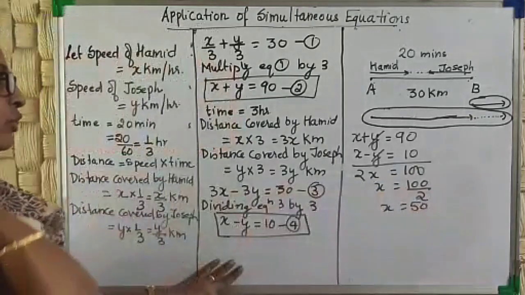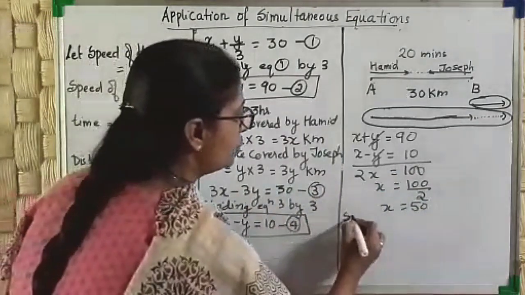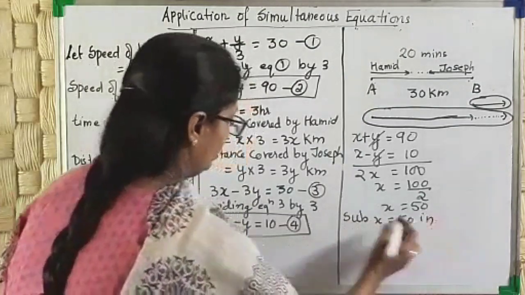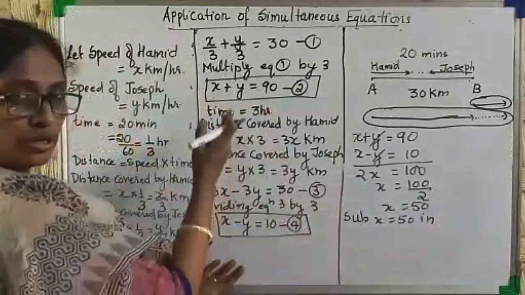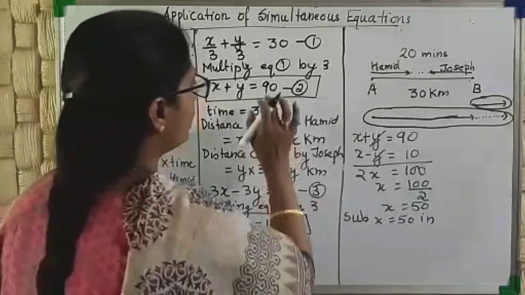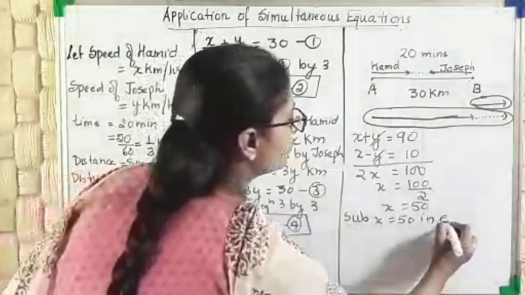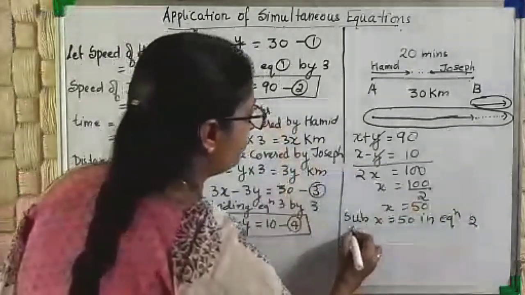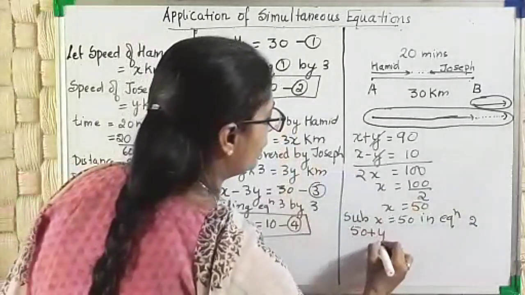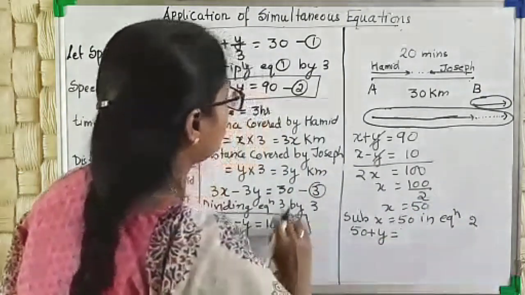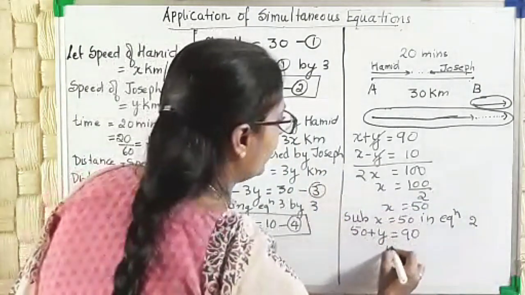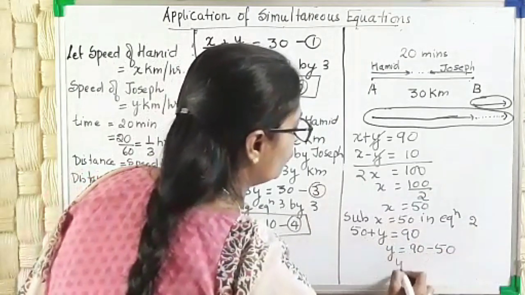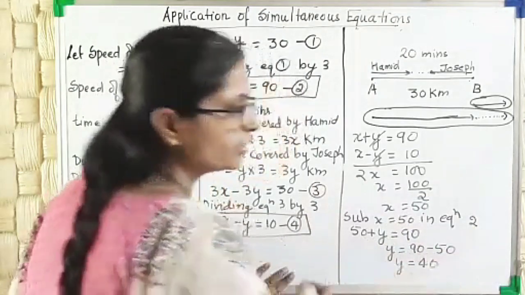Now to find out the value of y, we have to substitute x equal to 50 in any of these two equations. I'll substitute in equation number 2. So you will get 50 plus y is equal to 90. Therefore, y will be equal to 90 minus 50. So y is nothing but 40.